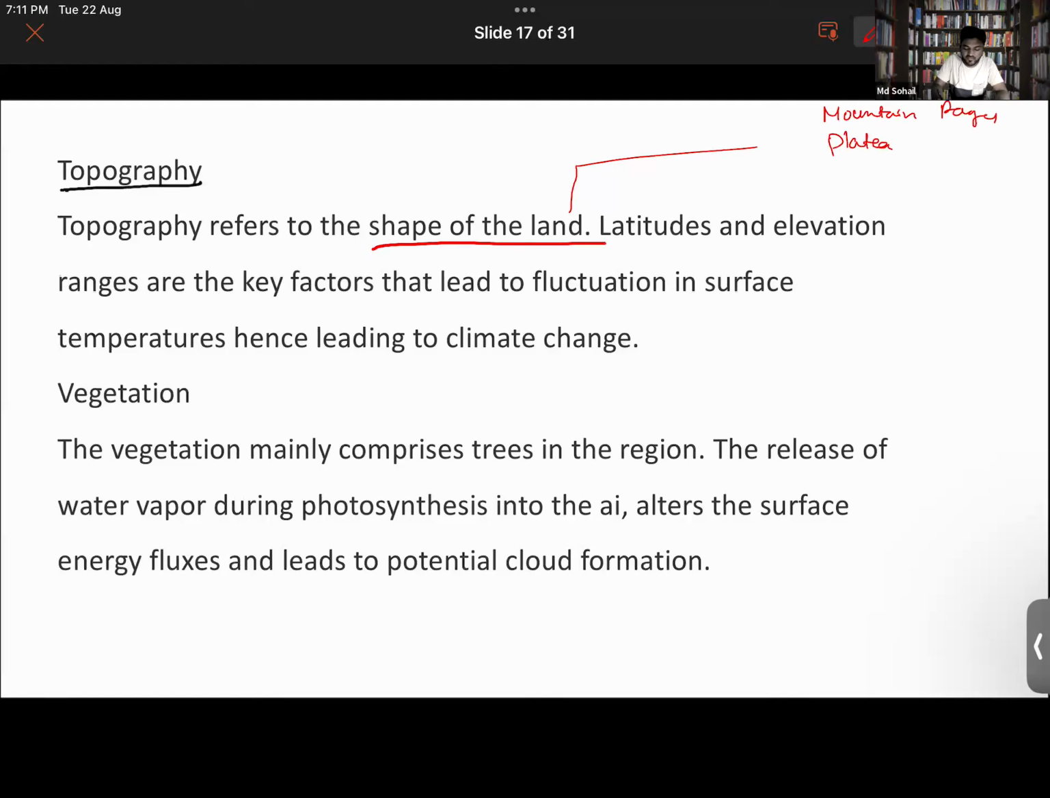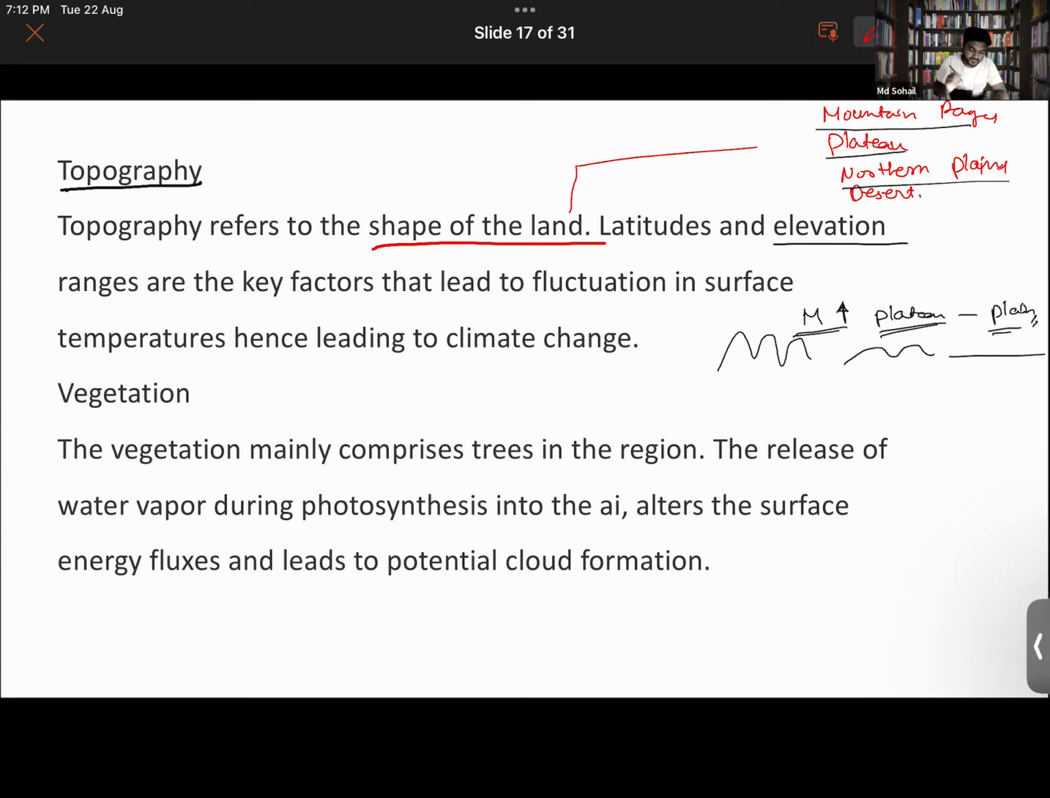So topography is also playing an important factor in determining the climate. The question comes, how? Look here. We know, as I said, latitudes and elevation ranges are the key factors that lead to fluctuation in surface temperature, hence leading to climate change.